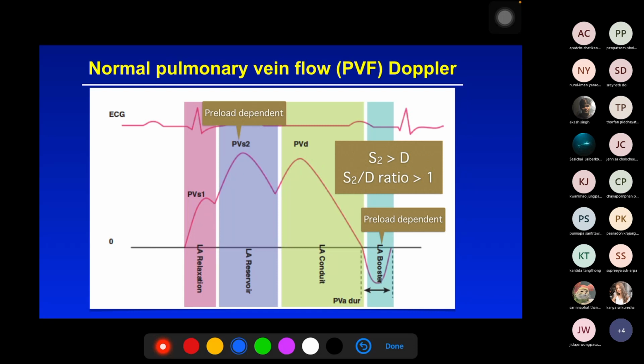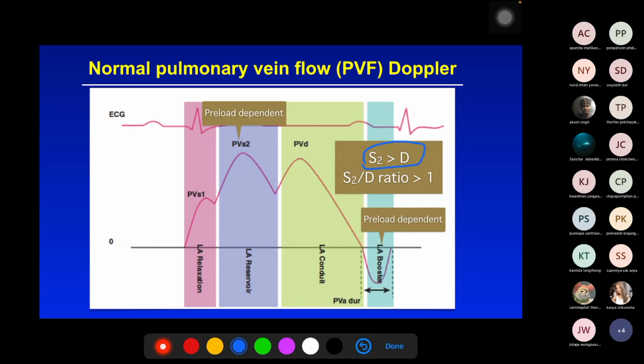Okay, normally the S number should be over the D number. If the S is less than D, so the S to D ratio is less than 1, this is the abnormal condition.